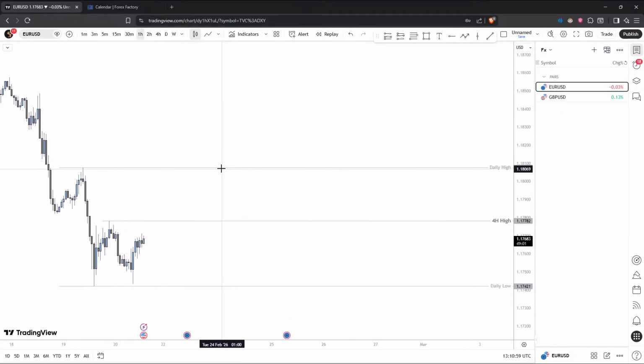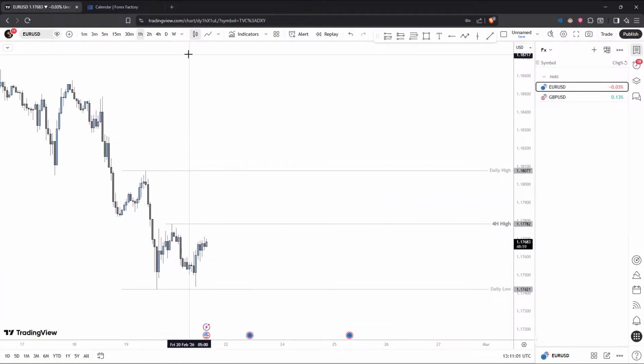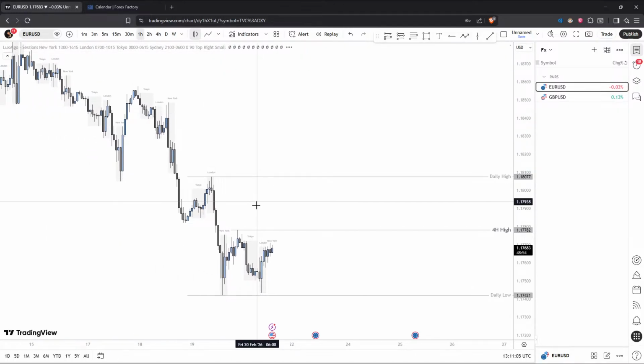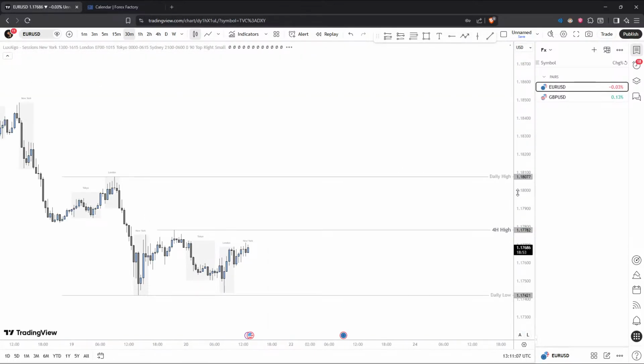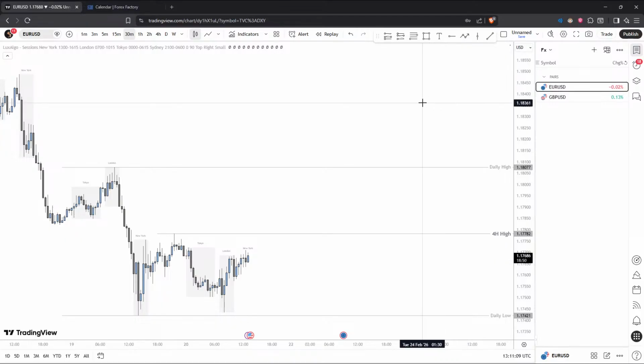Once you've marked off external liquidity, those things that I've mentioned, you then want to open up this indicator that I like. It shows the sessions, right? So you have 3 sessions: Asia, New York, and London. Not in that order. It's actually Asia, London, New York.